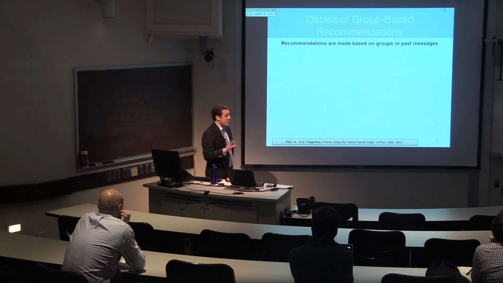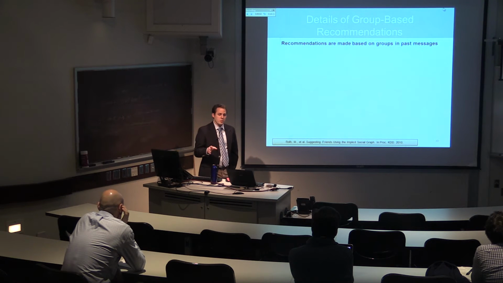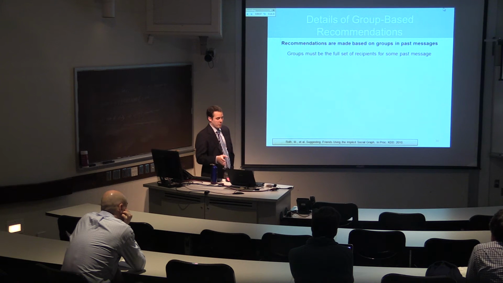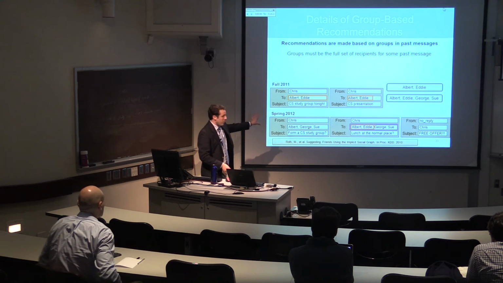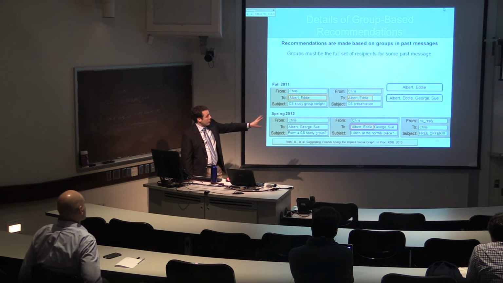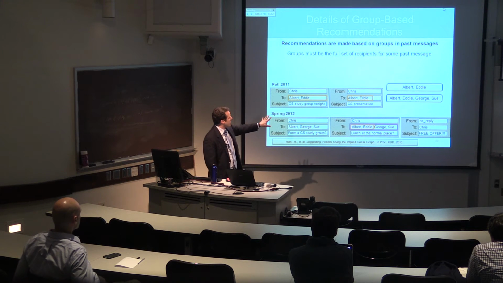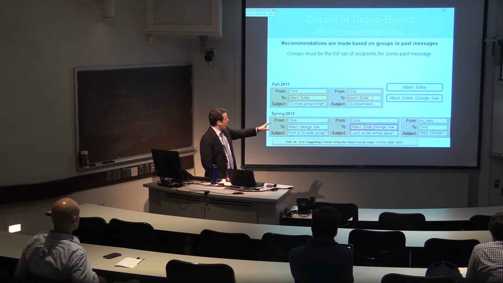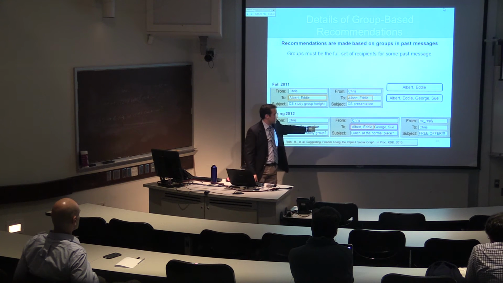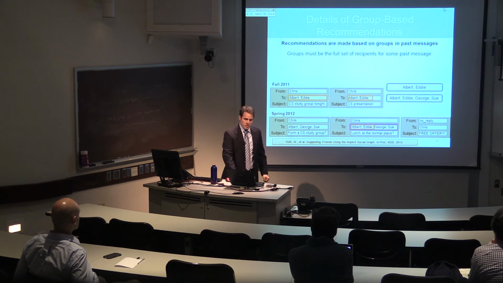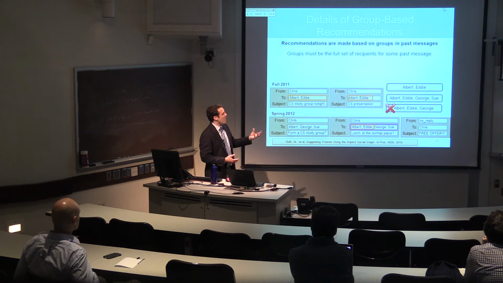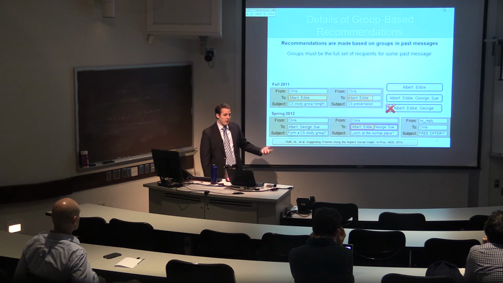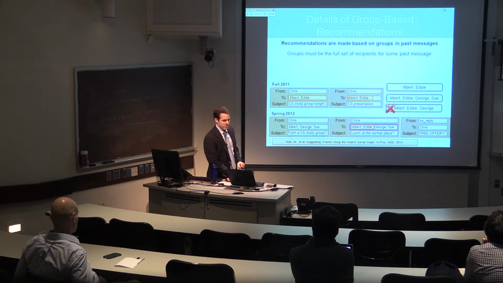So recall, recommendations in the group-based approach are based on groups and past messages. And groups must be the full set of recipients for some past message. To illustrate, let's look at our example messages from earlier. Albert and Eddie are a group because there is some message that contains them as the full set of recipients. Albert, Eddie, George, and Sue is also a group because there is some message that contains them as the full set of recipients. However, Albert, Eddie, George is not a group because while there is some message that contains them as recipients, no one message contains them as the full set of recipients.